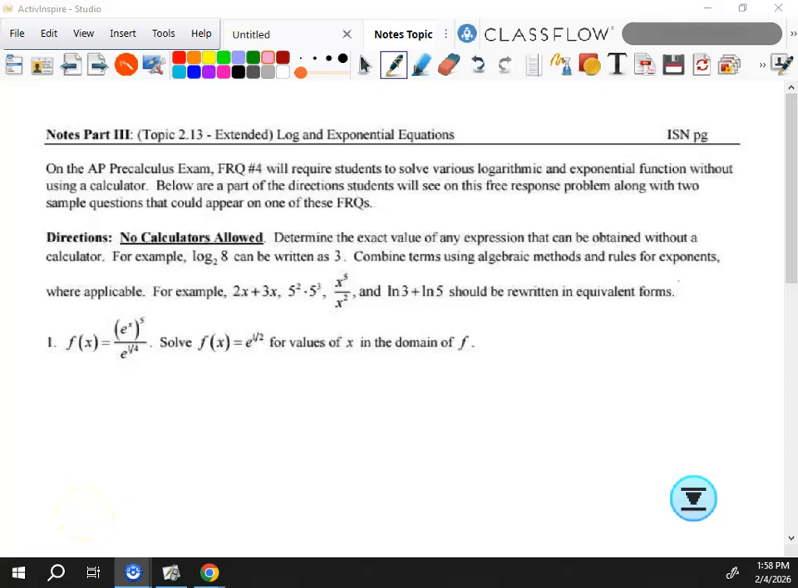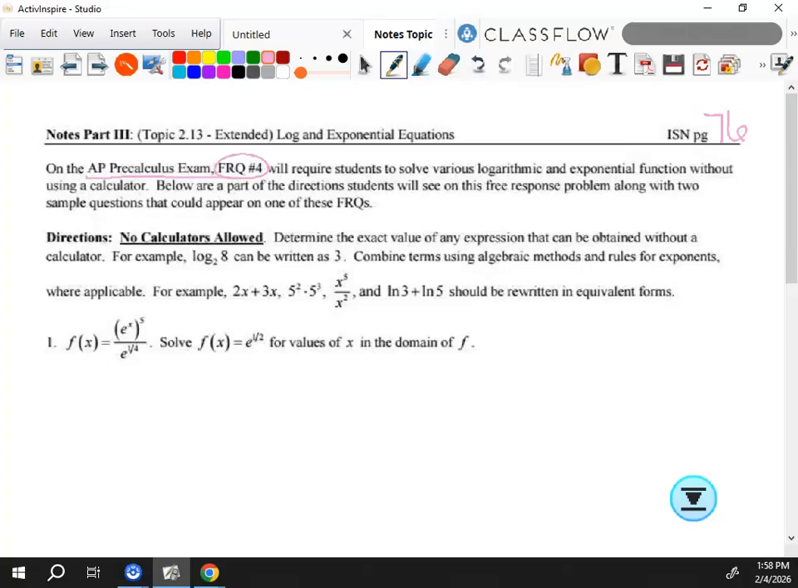We are finally on the last set of stuff for 213. It's going on page 76 when we're done. Lots of important words up here, okay? On the AP pre-calculus exam, FRQ4. So there's 4 FRQs. There's 4 of them.